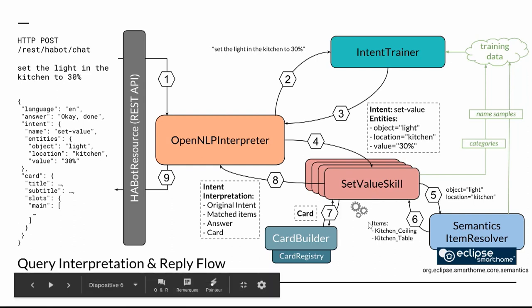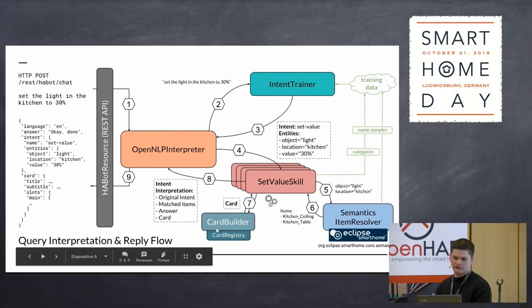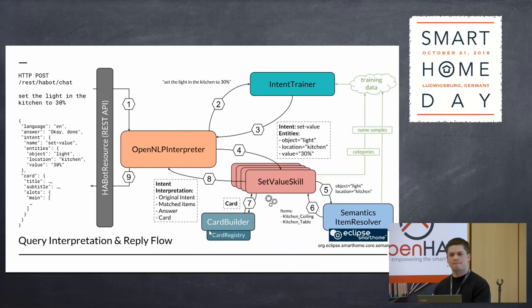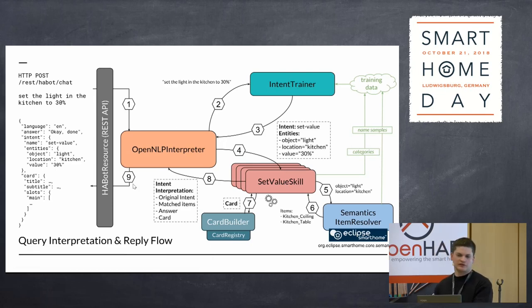So probably he will send commands to each of those items with 30 as a value, and then provide an answer to the user. You have both a natural language answer and a card, which is a piece of UI that you can display along with the answer. For that, you have a card builder and also a card registry, because you can save cards, as I will show you later. So once you have all that, you simply put it all into a structure and you reply to the original request with all the information.